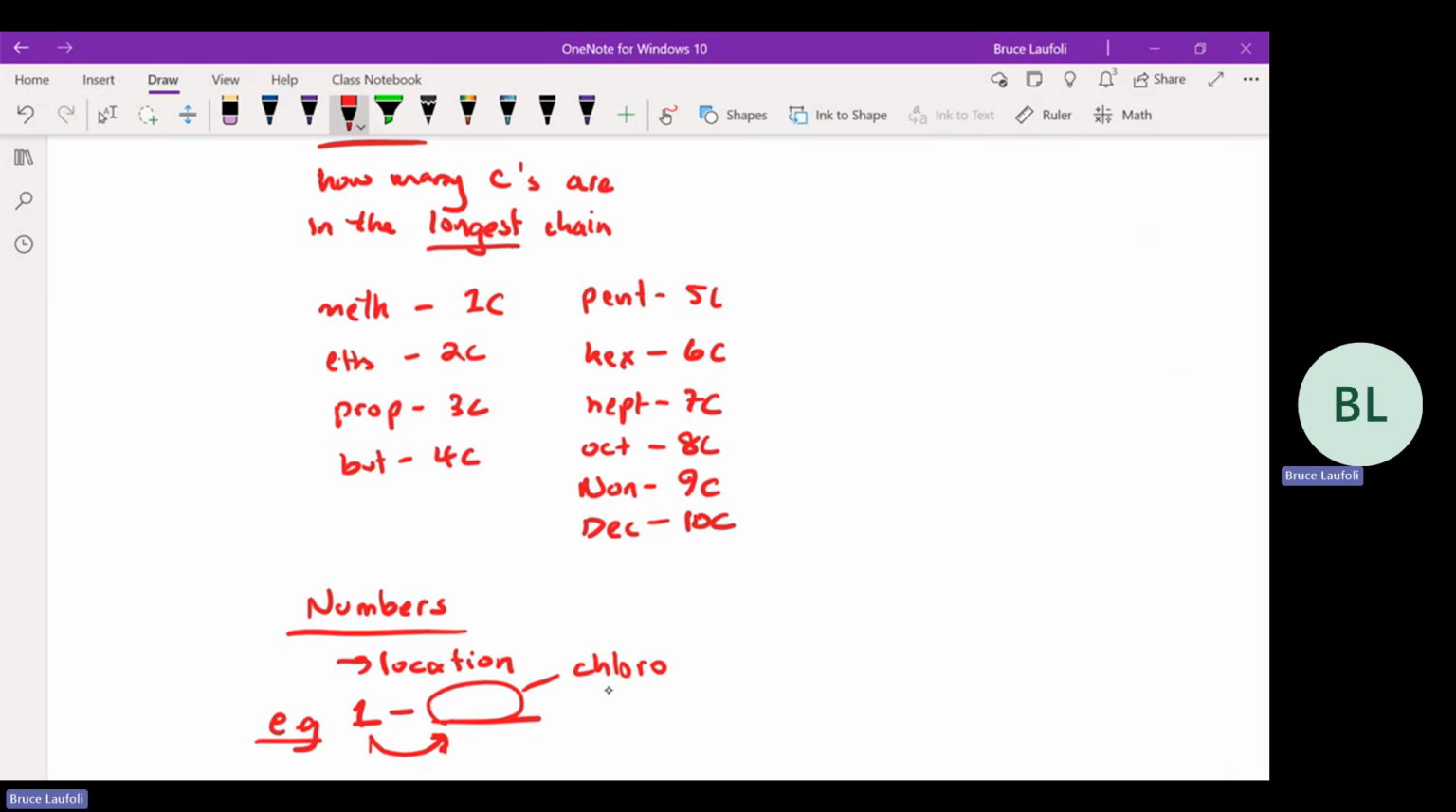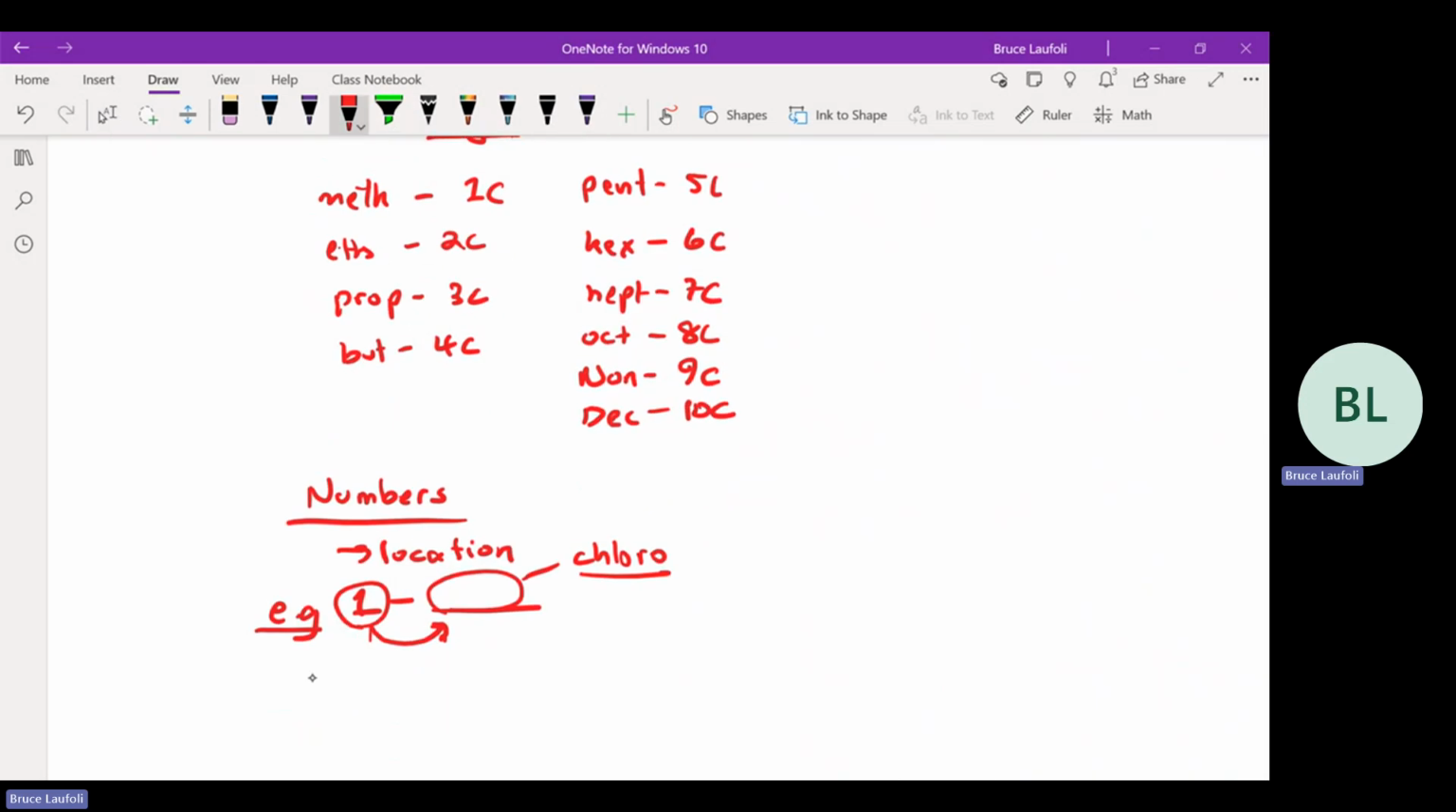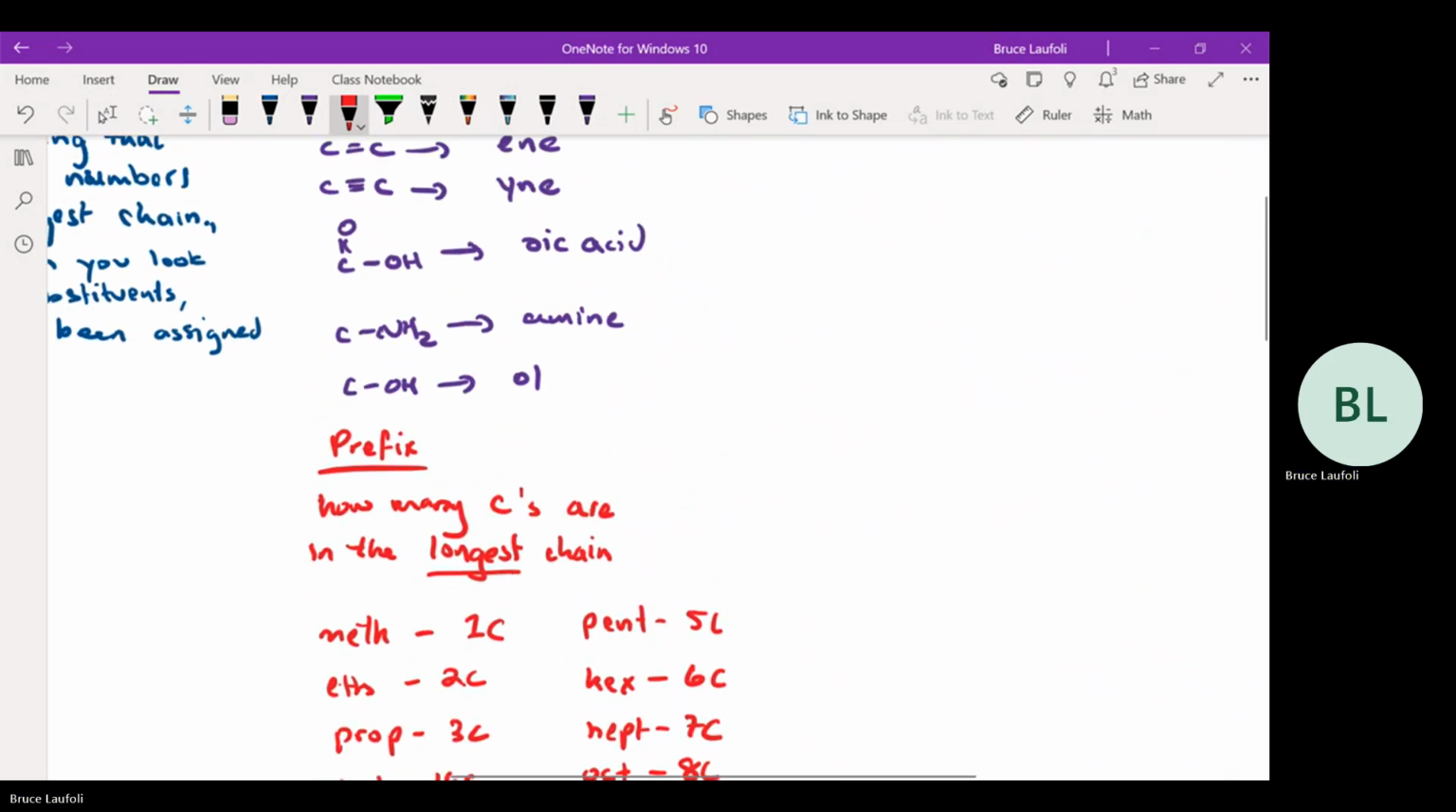Then we would suggest that there is a chloro in the carbon number one position. And similarly, if we see a two in another one, let's say it's "ene", then we know that there is an alkene, which hopefully you remember is C double bond C. We know that there's an alkene on carbon number two. That's how the numbers work.